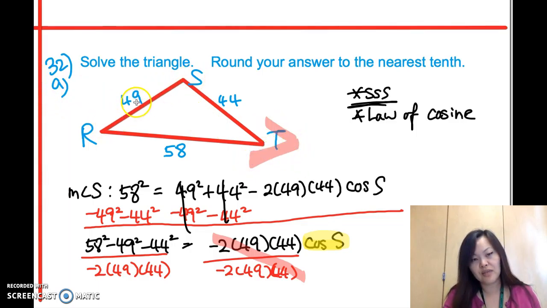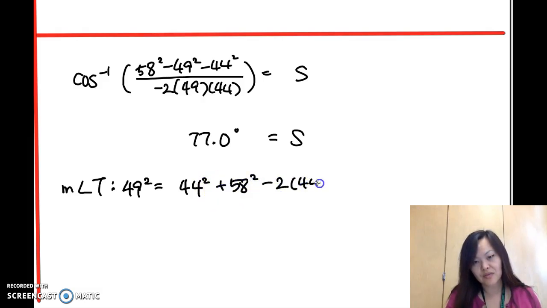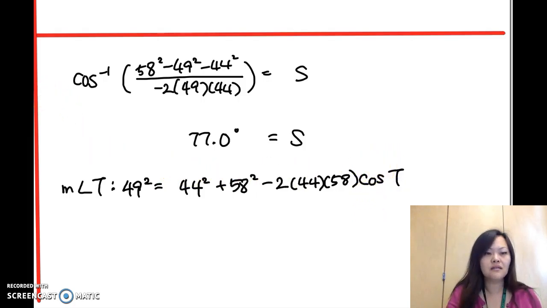So the opposite side, 49 squared, is equal to 44 squared plus 58 squared minus 2 times 44 times 58, and then cosine t, right? Okay, easy enough. So let's write this down. 49 squared equals 44 squared plus 58 squared minus 2 times 44 times 58, and then this is the law of cosine, so we're using cosine t. Okay, so same thing as we did earlier. We want to get rid of the 44 squared and the 58 squared, so let's do that.